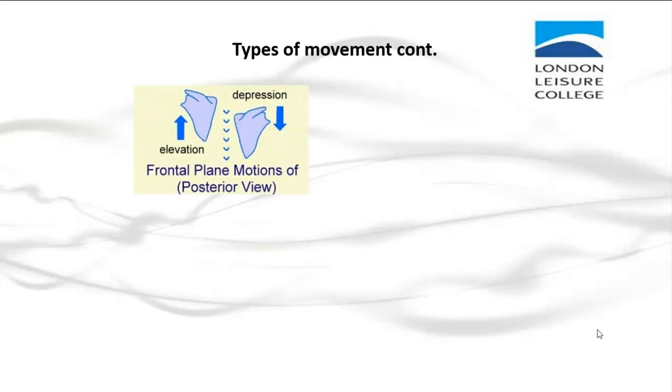Okay, now we're looking at the shoulder girdle. The two movements here are depression and elevation. Anytime you're lifting the shoulders up, as if you're shrugging your shoulders, that joint movement is known as elevation. Think about a lift: you're going up, you're elevating, like going in an elevator.